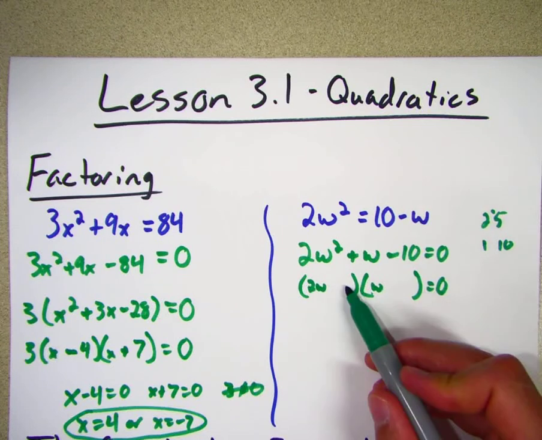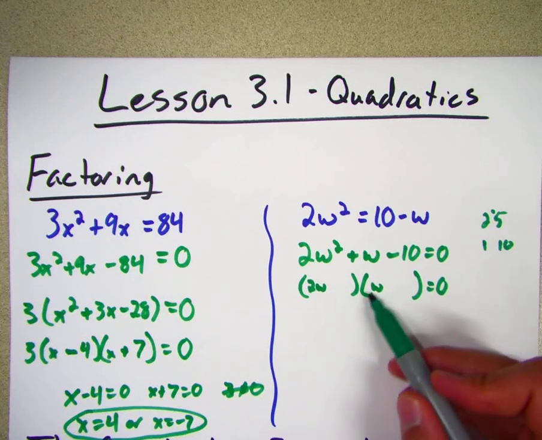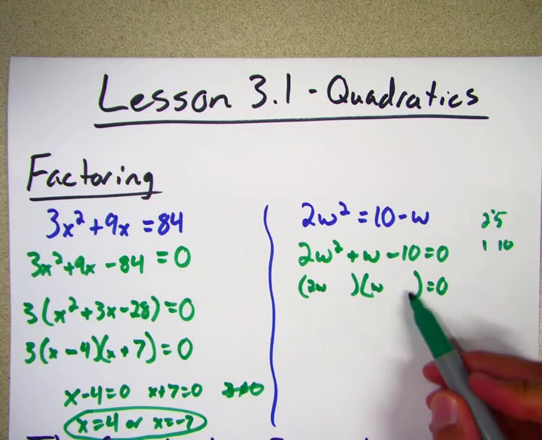If I put the 2 here then, because I have to put one of them here and one of them here, if I put the 2 here, that's a 2w, 10w and 2w. There's no way to come up with just 1w out of that. So I know that the 5 doesn't go here.